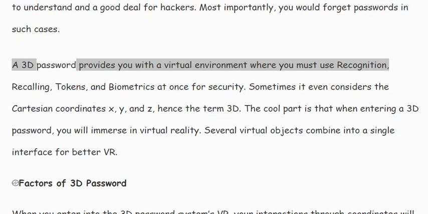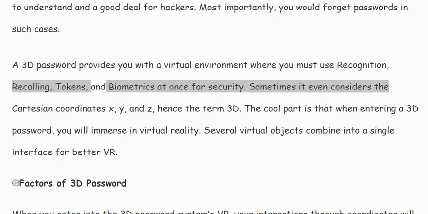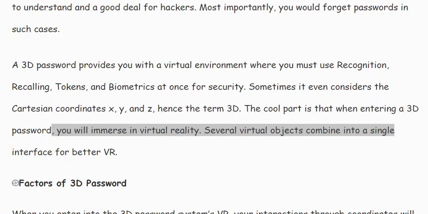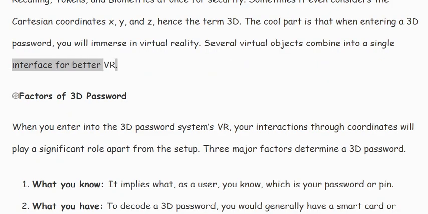A 3D password provides you with a virtual environment where you must use recognition, recalling, tokens, and biometrics at once for security. Sometimes it even considers the Cartesian coordinates x, y, and z, hence the term 3D. The cool part is that when entering a 3D password, you will immerse in virtual reality. Several virtual objects combine into a single interface for better VR.